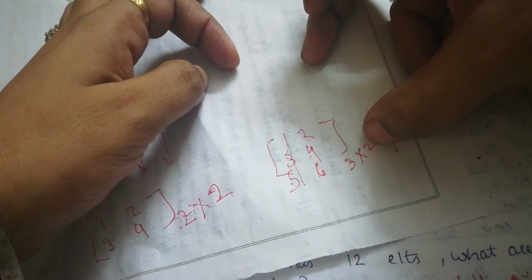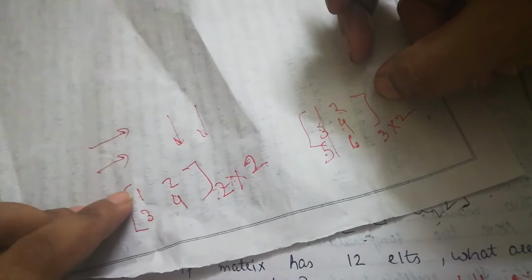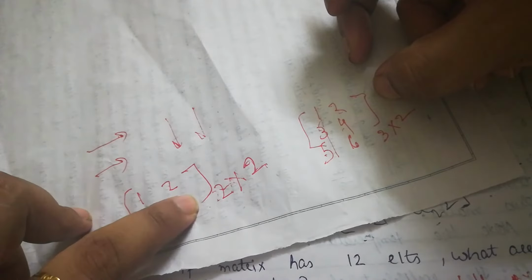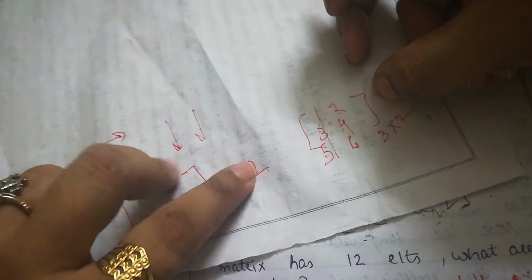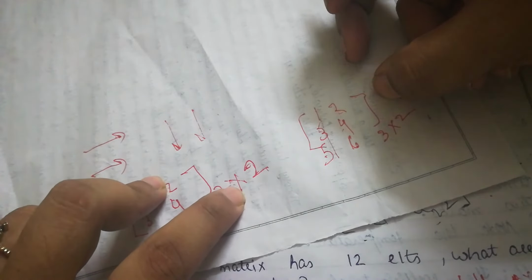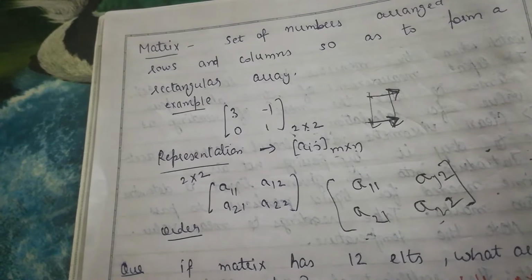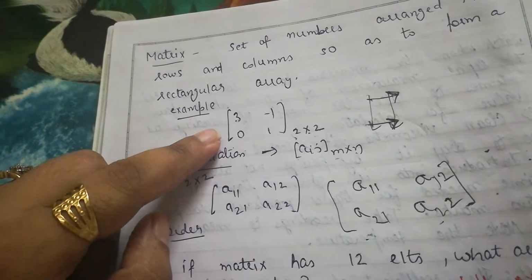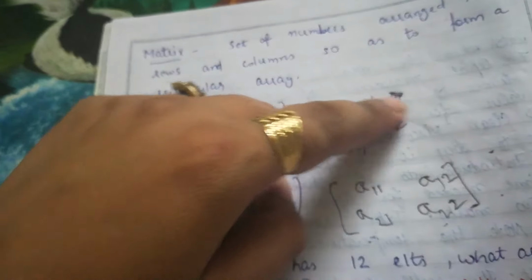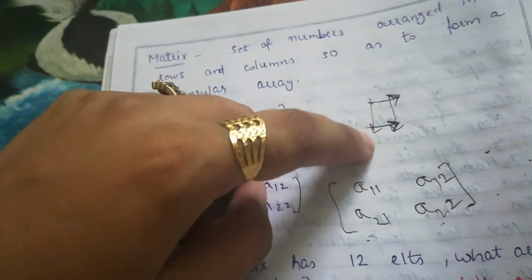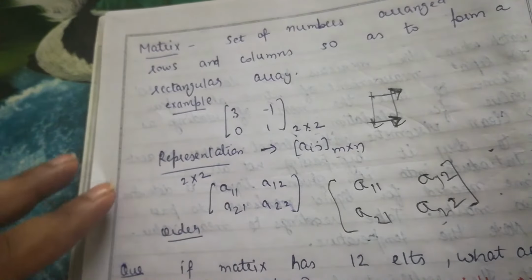Row always comes first, column always comes later. Rows go from left to right, horizontal; columns are always vertical. So this is one row, second row, one column, second column: 2 by 2. This 2 stands for row, this 2 stands for column. Here I will say cross as by, 2 by 2. So this is an example you can see now. I have marked the arrow: row, left to right, then up to down, column. This I have already told you.